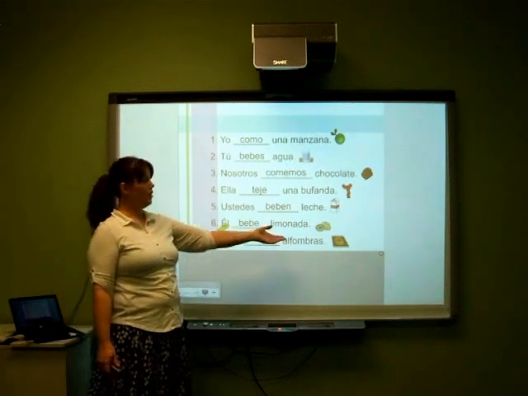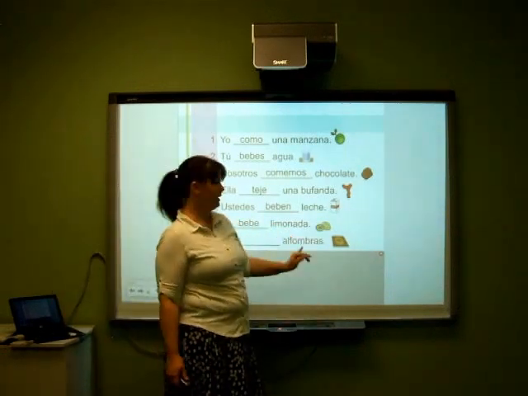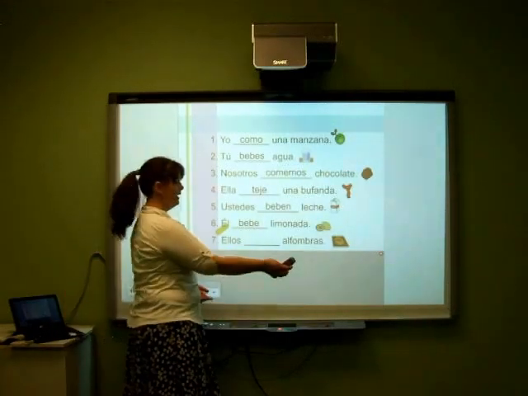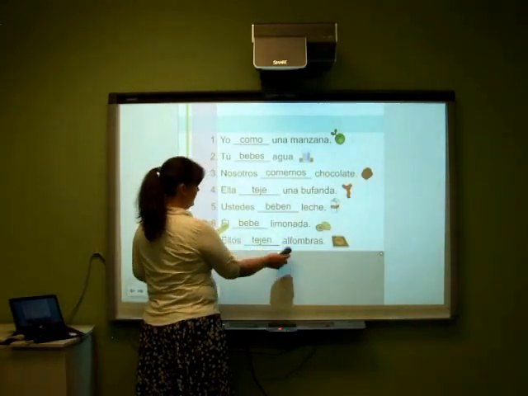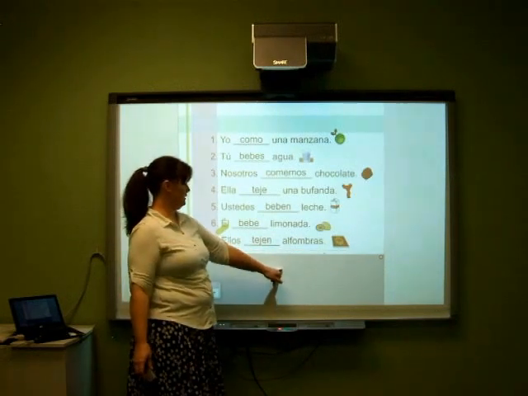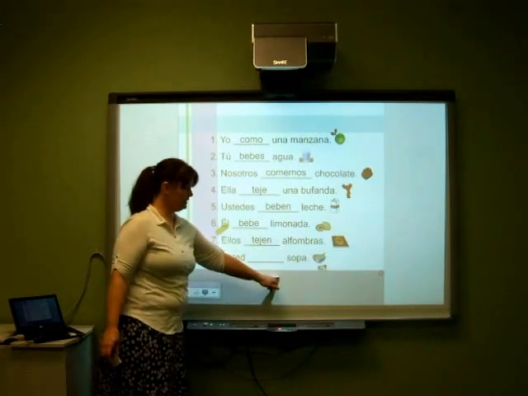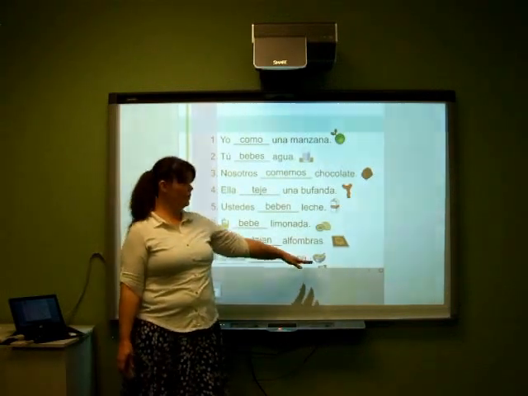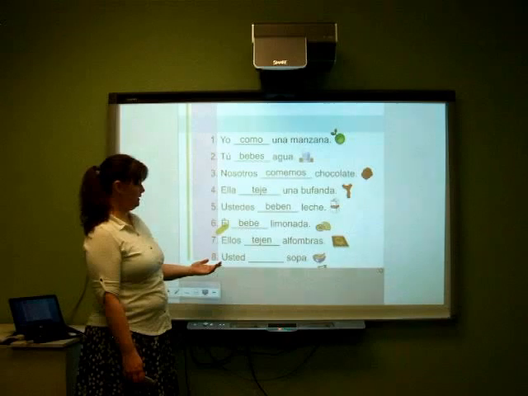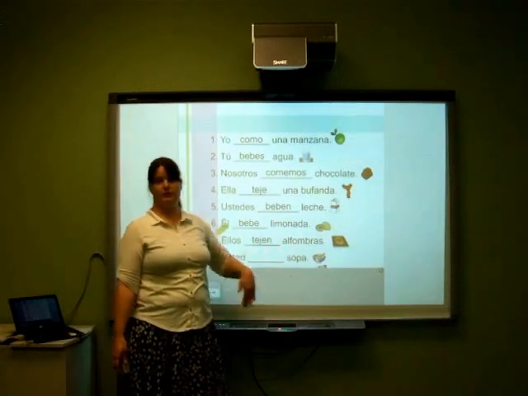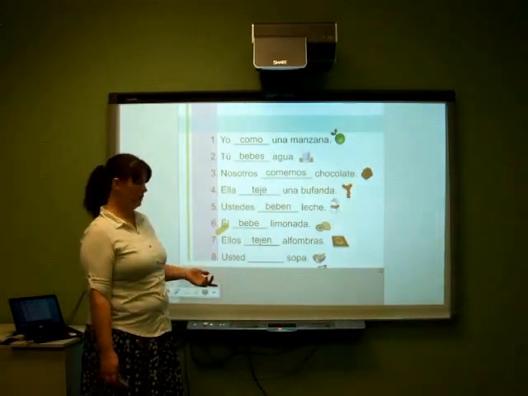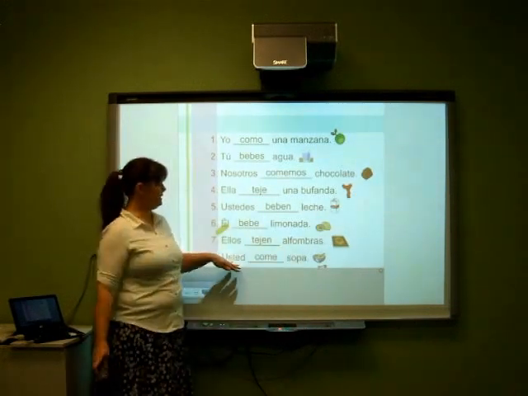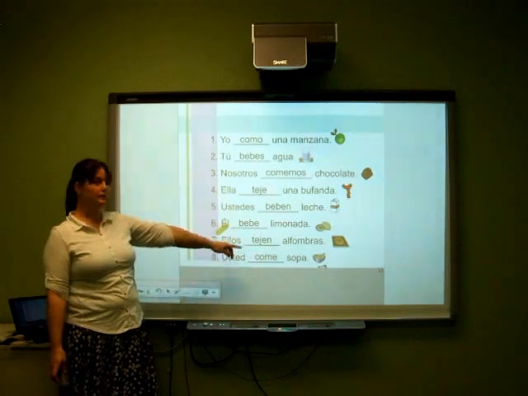Ellos, alfombra. Alfombra is a rug. Ellos tejen alfombras. No one wears a rug. Usted, sopa. Sopa is soup. Usted come sopa. Usted is singular, ustedes is plural.